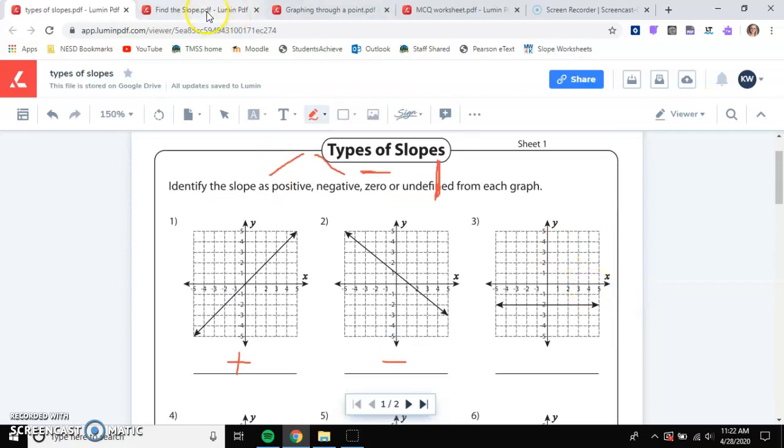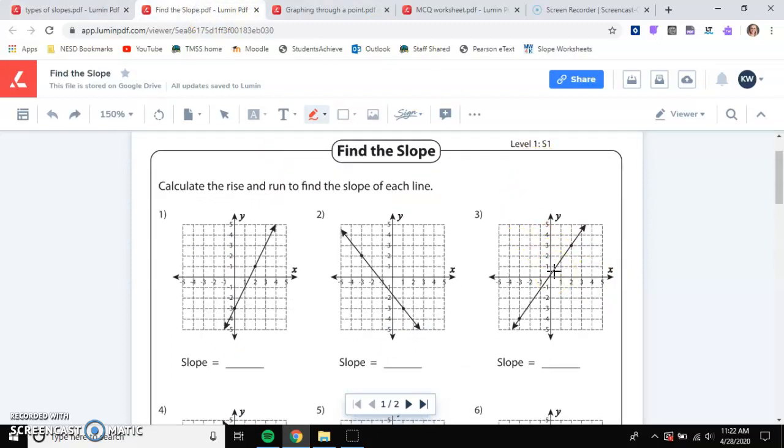On the second handout, it's called Finding the Slope, and it says calculate the rise and run to find the slope of each line. So it's got 2 points already highlighted for you. What you have to do is count the rise and the run. So the rise is always how many blocks it is up from this point to this point. So we're going to go 1, 2, 3, 4. It is 4 up. So I'm going to put a 4 and then I put over, and the run is 2 because I'm going to go 1, 2 blocks over.